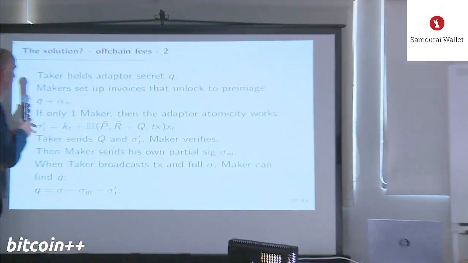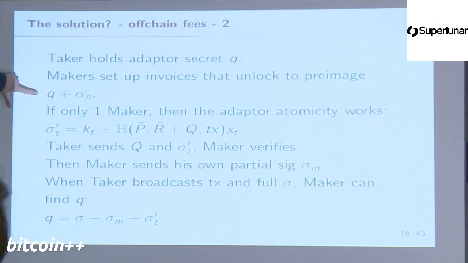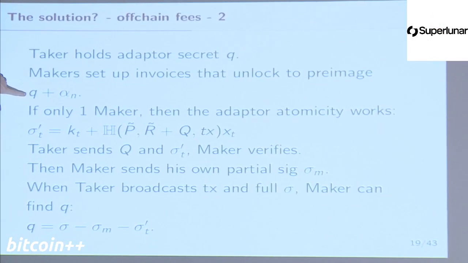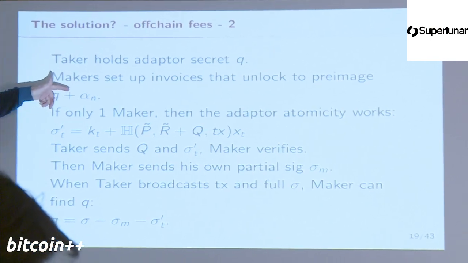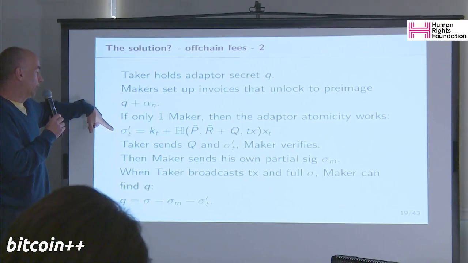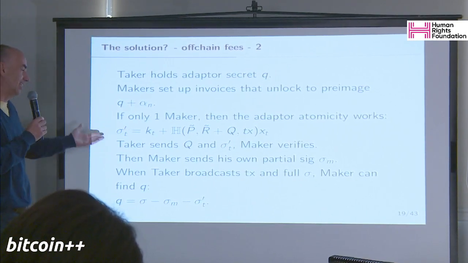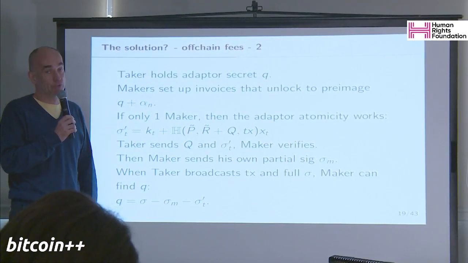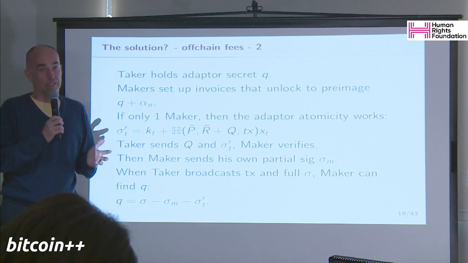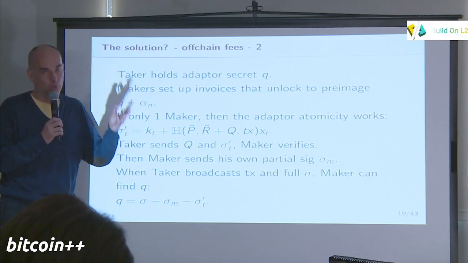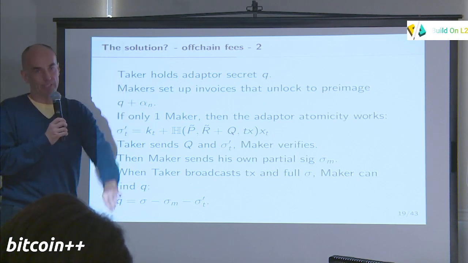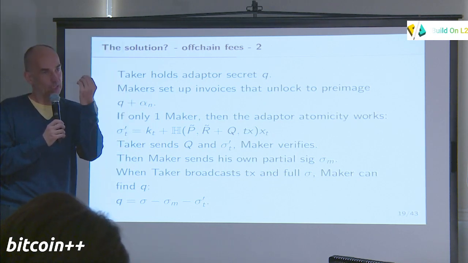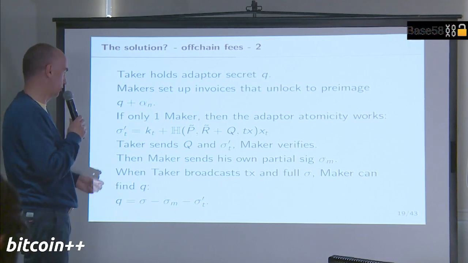You could imagine each maker setting up the invoice to an elliptic curve point, capital Q, plus some offset that they choose. And then the taker will send the adapter signature. I don't really have time to explain adapter signatures. A lot of people have heard of it, and a lot of people don't really understand it because it's not something that people talk about much. But the basic idea is you can swap a signature for a secret value. If I can boil it down to one thing, it's that.